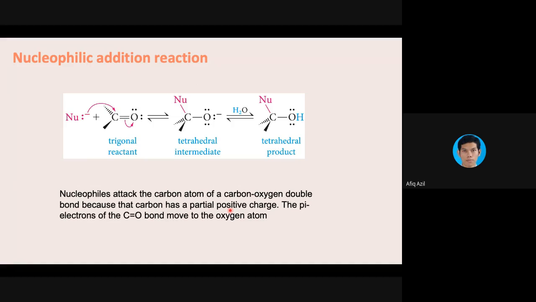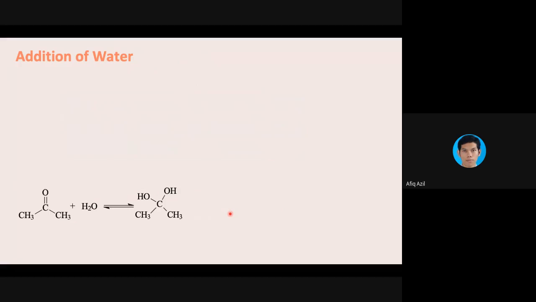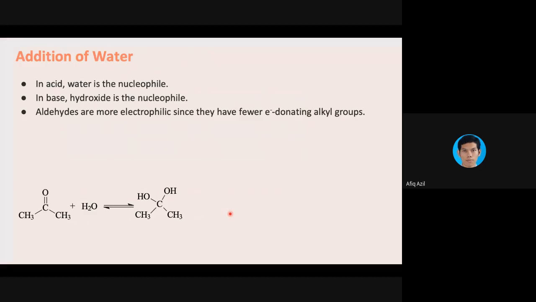Nucleophiles attack the carbon atom of a carbon-oxygen double bond because that carbon has a partial positive charge. The pi electrons of the C double bond O bond move to the oxygen atom. So this is just the general reaction for the rest of the examples, the first example being the addition of water.